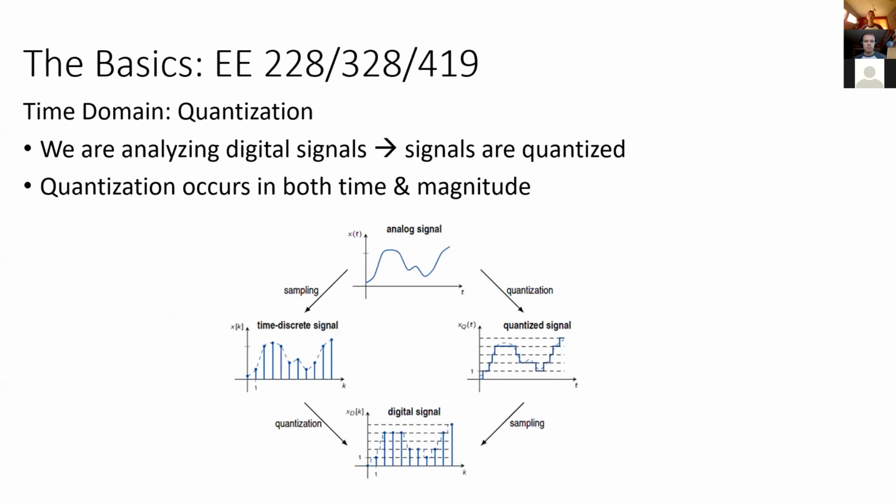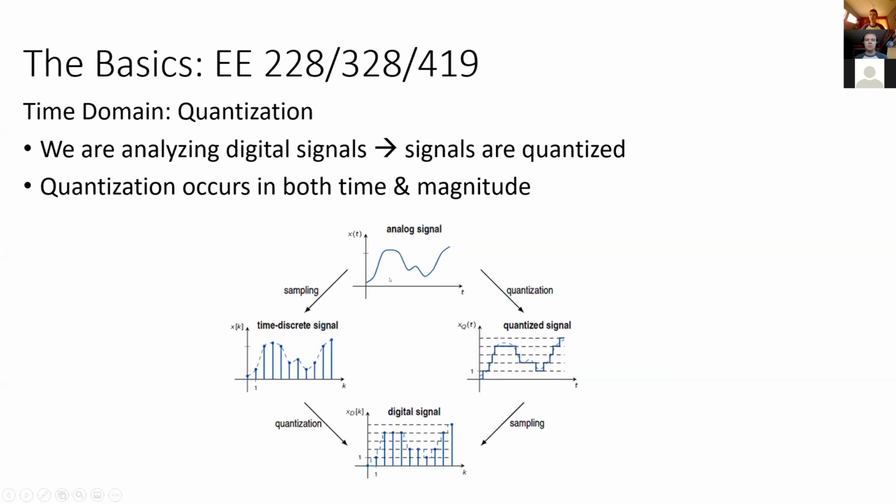Okay. Cool. So I guess we'll start with the time domain. And so it's this idea of quantization, right? You start out looking at digital signals, so they're quantized. And the quantization is in time and magnitude. So if you start out with an analog signal, I don't know, can you see my mouse? Yeah, I can. Oh, sweet.